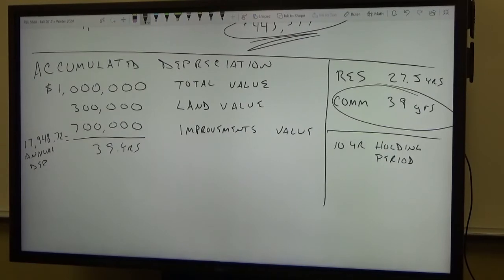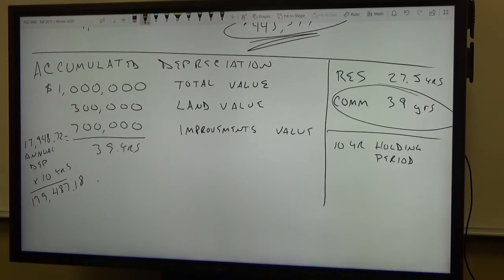And for the purpose of your quiz, I actually say to ignore the whole mid-month convention thing, just to keep things simple, and just simply say you've got a certain holding period. In this case, we're going to say 10 years. All you're going to do is take this number, the 17,948.72, and do what? Multiply that by 10. So it's 179,487. Okay, that's for 10 years.